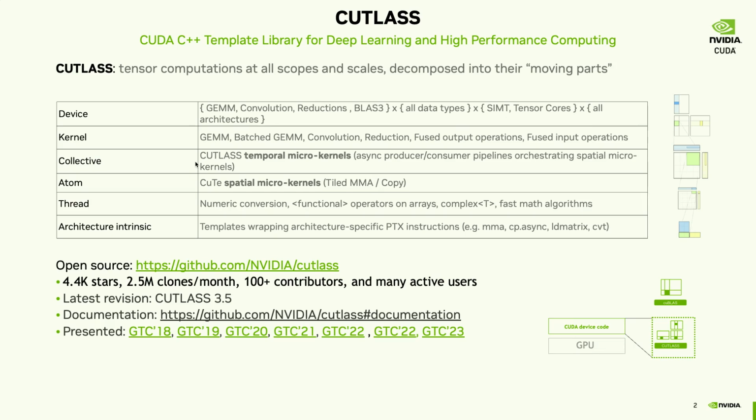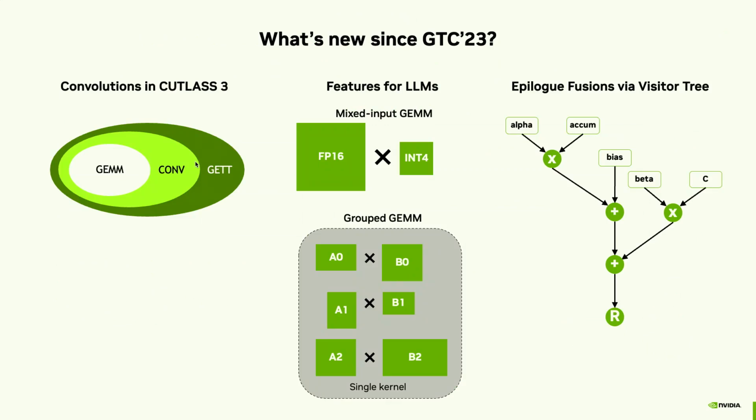CUTLASS is open source. It's available on GitHub. And we have a vibrant community and 2.5 million downloads a month at this point. We have hundreds of contributors, and you're welcome to engage with us in issues and discussions over there. We've presented at every GTC since 2018, and you can find our prior slides over there. And every GTC, we end up presenting what's new and what's been happening in CUTLASS within the past year.